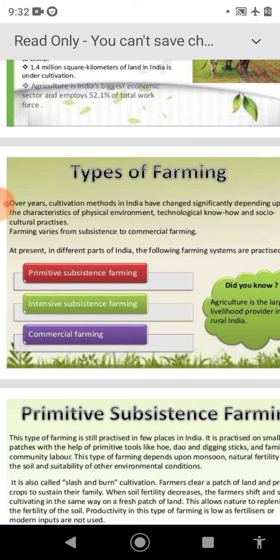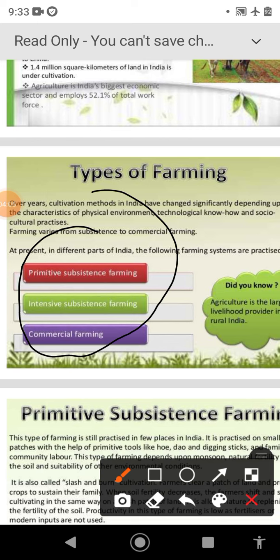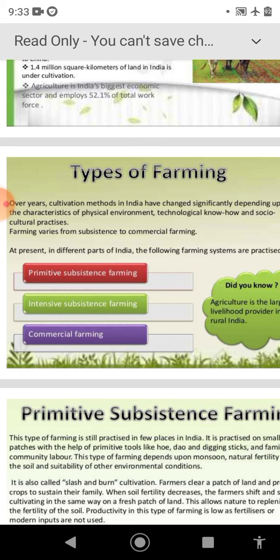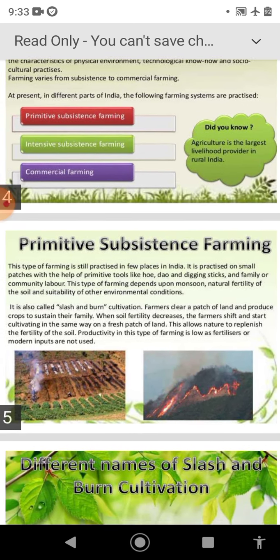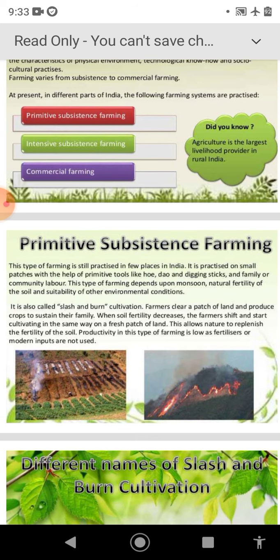With regard to the types of farming, broadly, the types of farming as per your textbook can be categorized into primitive subsistence type of farming, intensive subsistence type of farming, and the third one, commercial farming. With regard to the primitive subsistence type of farming, you can see this slide, this is practiced in some of the interior parts of our country, mostly by the tribal communities.